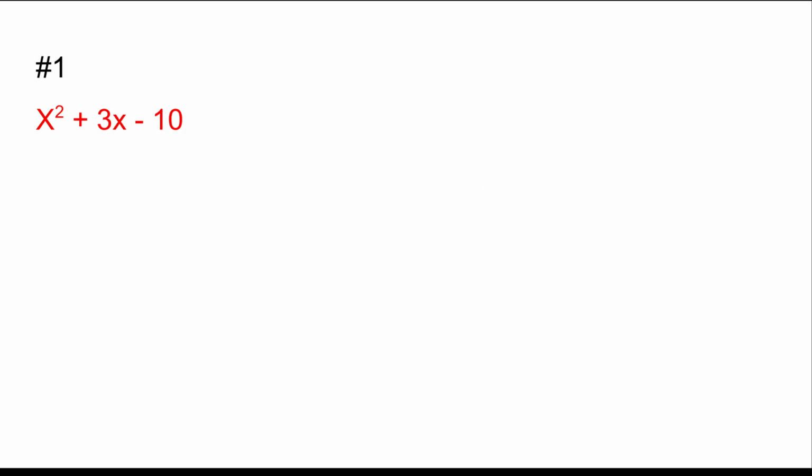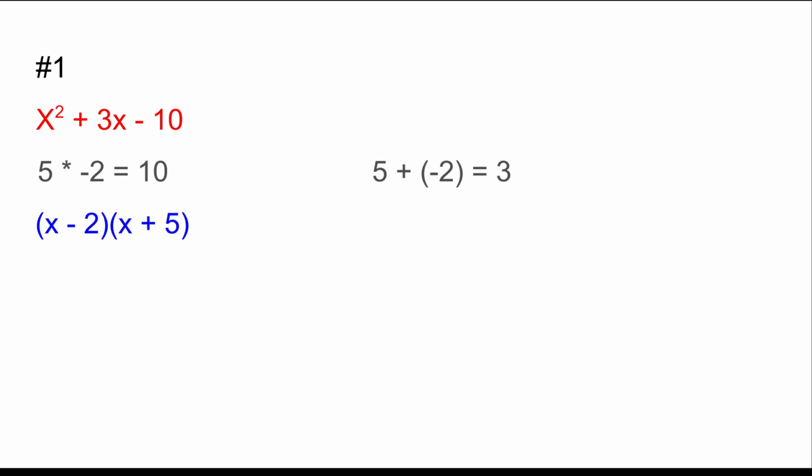Okay, number 1. Now we can write this down. Number 1, x squared plus 3x minus 10. We need numbers that multiply to negative 10 and add to positive 3. Here are our 2: 5 times negative 2 equals negative 10, and 5 plus negative 2 equals 3. So 5 is our greater positive number because we need a positive middle term, 3. So our solution is x minus 2 times x plus 5.